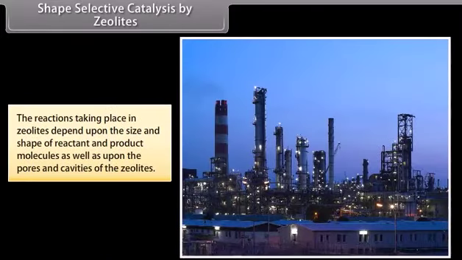The reactions taking place in zeolites depend upon the size and shape of reactant and product molecules as well as upon the pores and cavities of the zeolites. Zeolites are used as catalysts in petrochemical industries for cracking of hydrocarbons and isomerization.